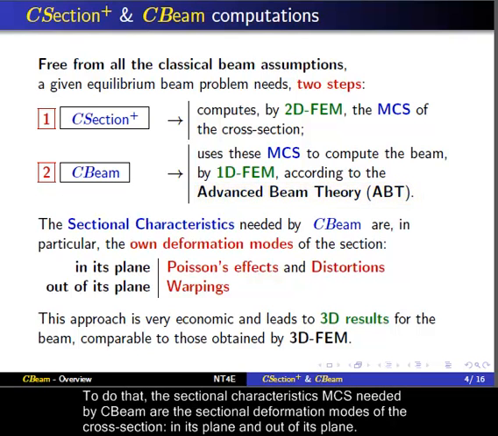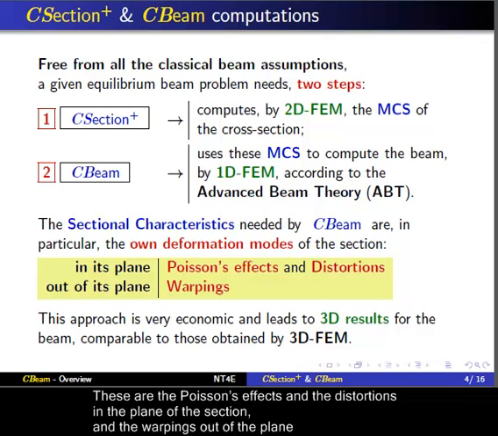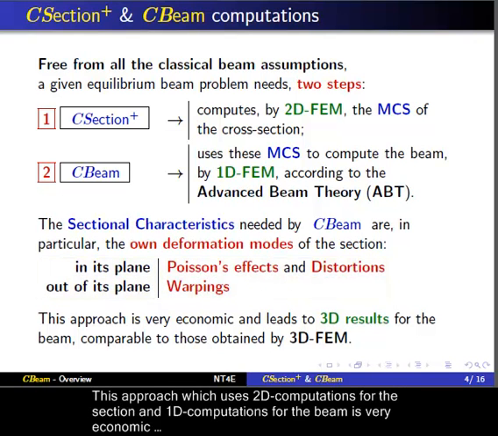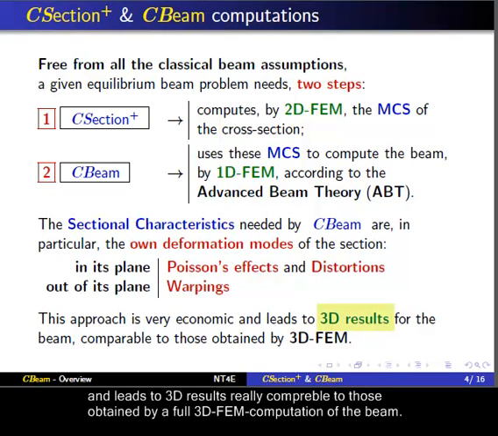To do that, the sectional characteristics needed by CBeam are the sectional deformation modes of the cross-section in its plane and out of its plane. These are the Poisson's effects and the distortion in the plane of the section and the warpings out of the plane. This approach, which uses 2D computations for the section and 1D computations for the beam, is very economic and leads to 3D results really comparable to those obtained by a full 3D FEM computation of the beam.